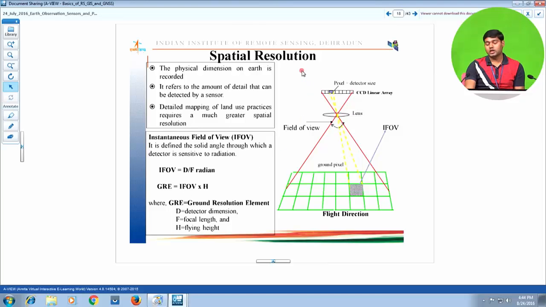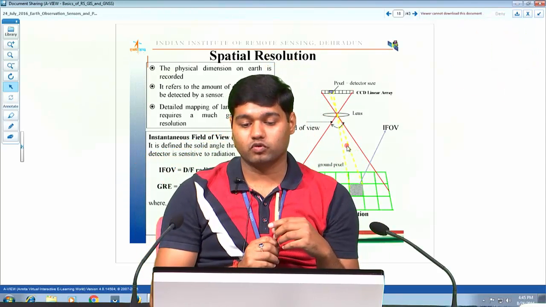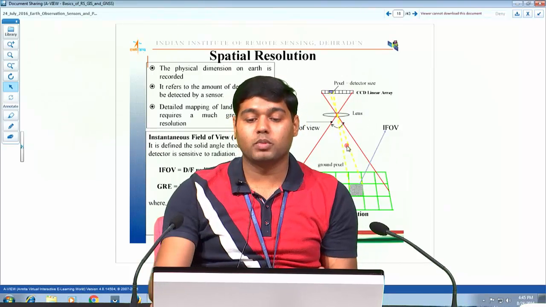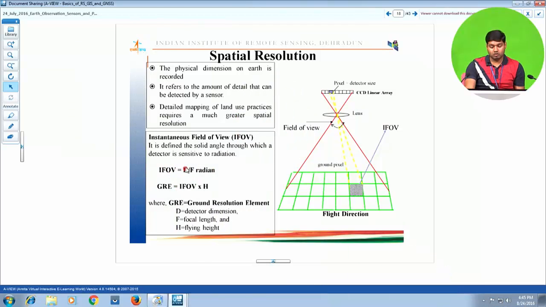Coming to spatial resolution, as I already told you, this is the physical dimension on earth that is recorded. It refers to the amount of detail that can be detected by a sensor. Suppose I am using a push broom scanner, this is the pixel size, this is the detector size which is acquiring the data. This particular area makes some solid angle, and whatever angle it makes is called the instantaneous field of view. You can calculate the instantaneous field of view using the detector dimension and the focal length. The instantaneous field of view is detector dimension divided by focal length, and when you multiply it with your altitude, that is called the ground resolution element, or your spatial resolution. The size of that pixel can be calculated with that.